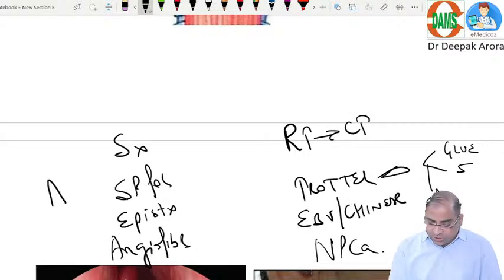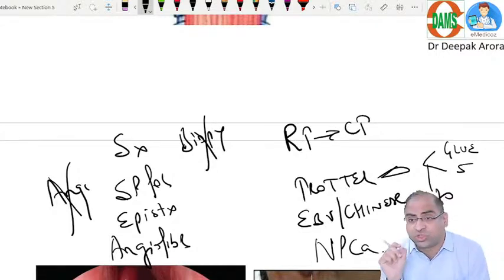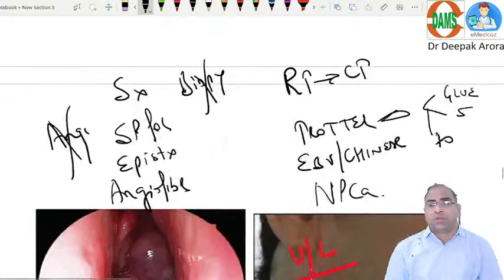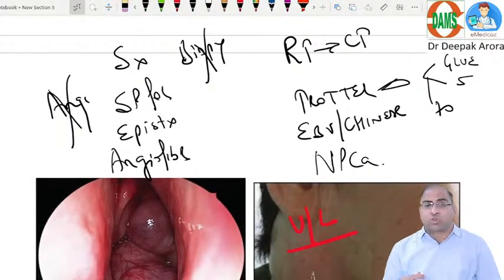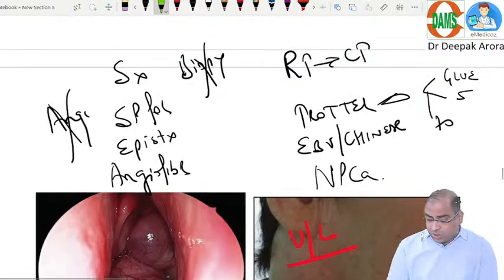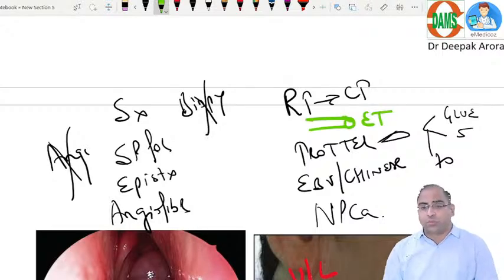In angiofibroma, just remember, we never do biopsy. Any vascular tumor, like hemangiomas, glomus tumor, angiofibroma, we never do biopsy. Clear? So these are the important points. What is the most common site for nasopharyngeal carcinoma? It is the fossa of Rosenmuller, behind the eustachian tube opening.